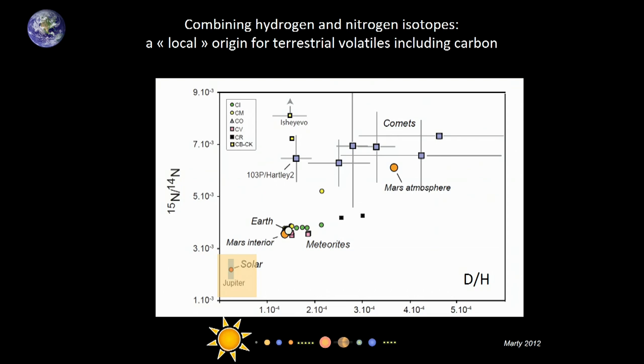One is the starting composition of the protosolar nebula, represented by Jupiter and the Sun. Then you have something intermediate, which is the inner solar system, represented by the Earth and by the meteorites. And then you have the comets, which are enriched in nitrogen-15 and deuterium with respect to the other two reservoirs. So we don't understand this very well.